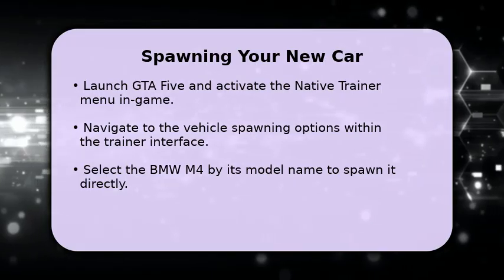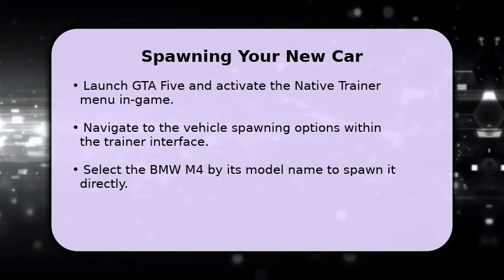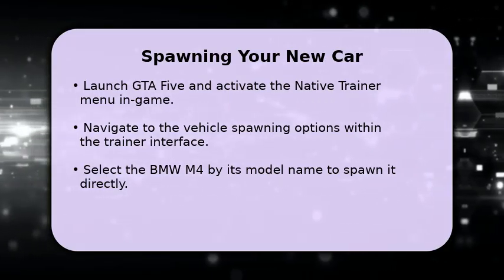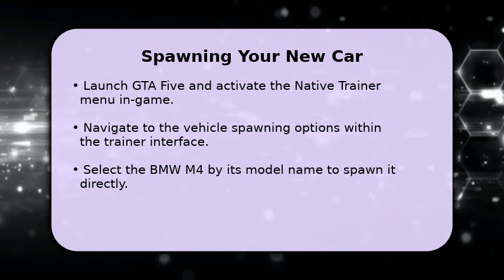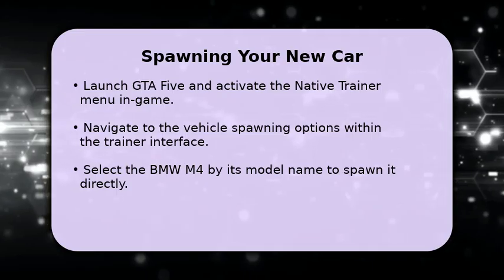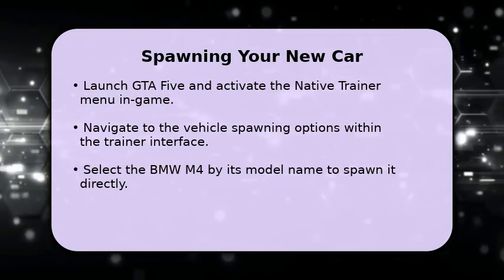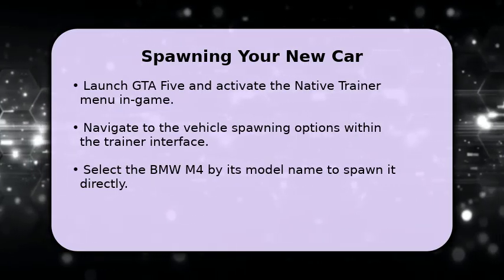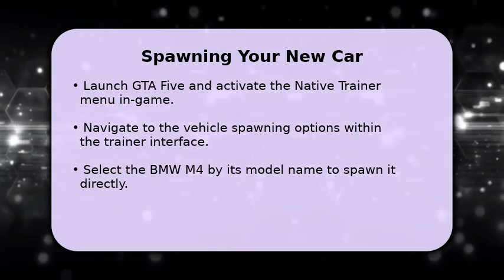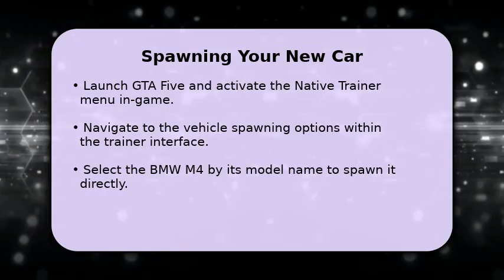Once in the game, press the designated key, usually F8, to open the native trainer menu. Navigate through the options to find the vehicle spawner section. Here, you should see a list of vehicles, including your newly added BMW M4. Select it by its model name, and your custom car will instantly appear, ready for you to drive and enjoy in the game world.